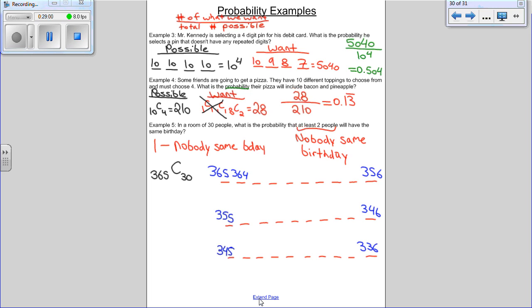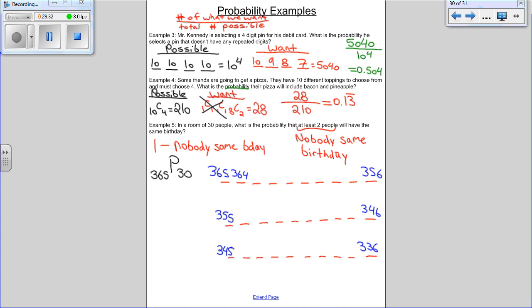So should I use the C? Should have been a P. By saying P, it means, okay, it's different if Hannah's birthday is today and Caitlin's is tomorrow than if Caitlin's is today and Hannah's is tomorrow. That's different. That's a different set combination. That matters to us. So you can do that crazy calculation, or you can just go 365P30, and that's what I'm going to do.